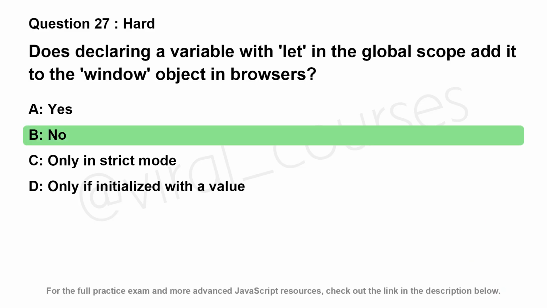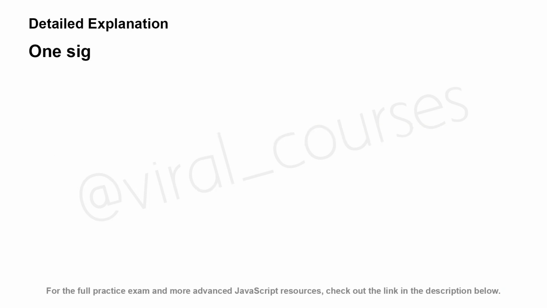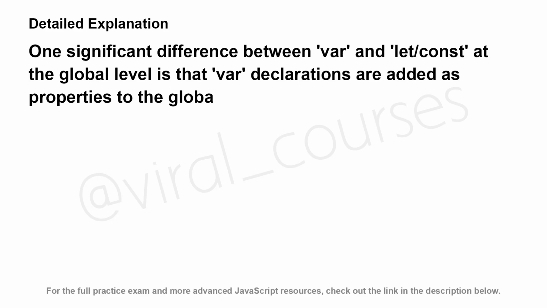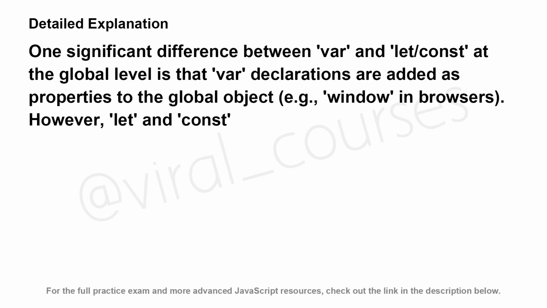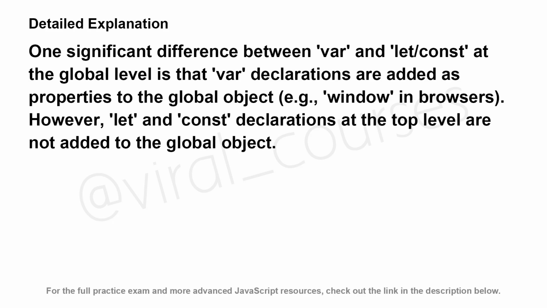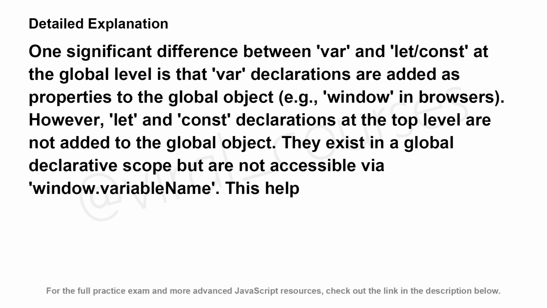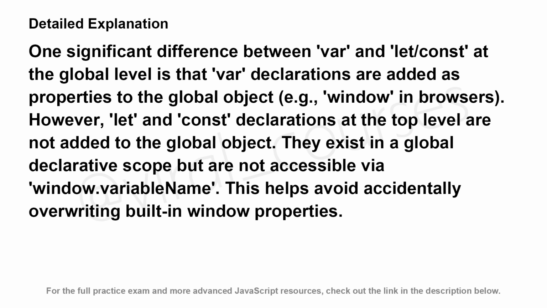The correct answer is B. One significant difference between var and let, const at the global level is that var declarations are added as properties to the global object, e.g., window in browsers. However, let and const declarations at the top level are not added to the global object. They exist in a global declarative scope but are not accessible via the window variable name. This helps avoid accidentally overriding built-in window properties.